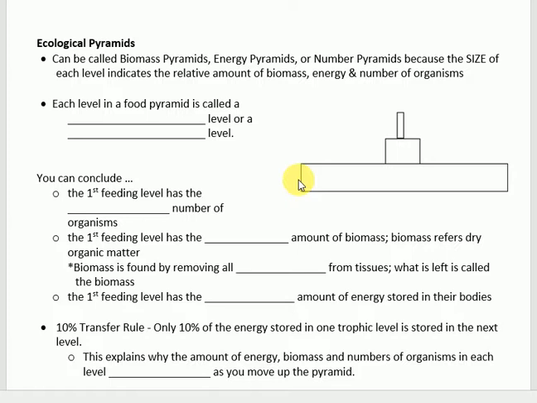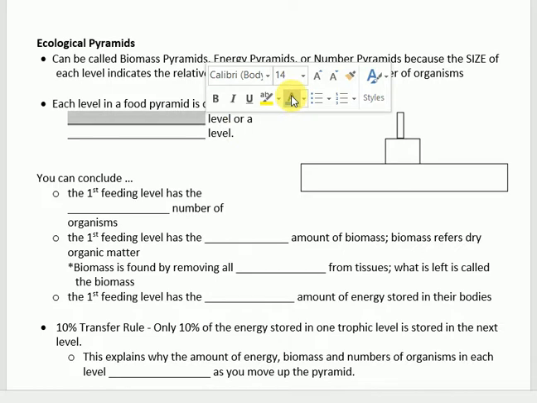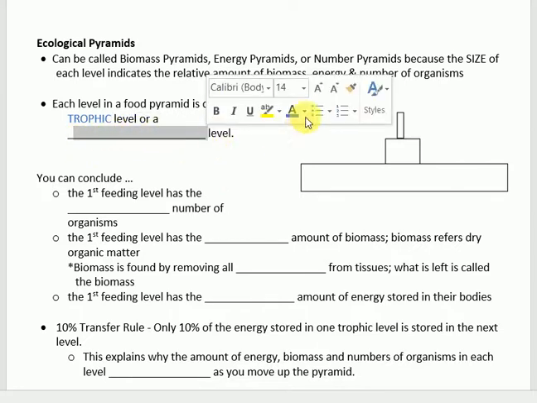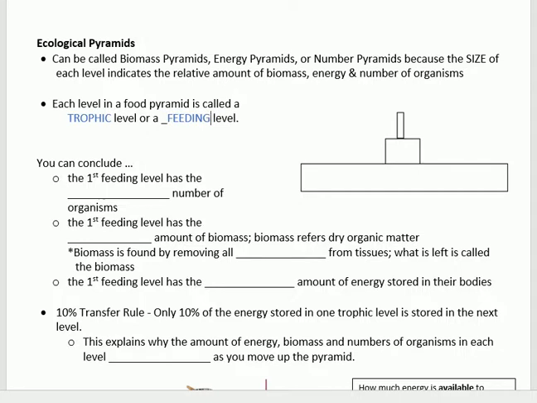Next concept we're going to look at is ecological pyramids. So basically, these are showing the transfer of energy more or less. They can also be referred to as biomass pyramids, energy pyramids, number pyramids, because the size of each level is going to indicate the amount of biomass, the amount of energy, and the number of organisms. So each level in this pyramid is called a trophic level. It can also be referred to as a feeding level.